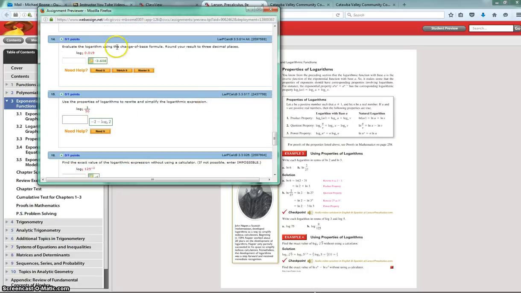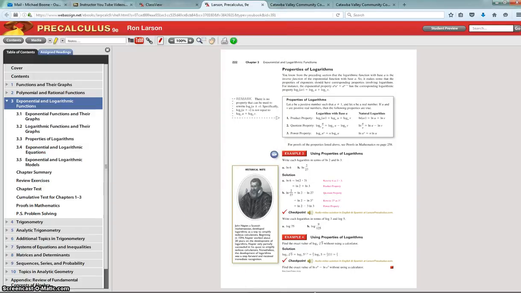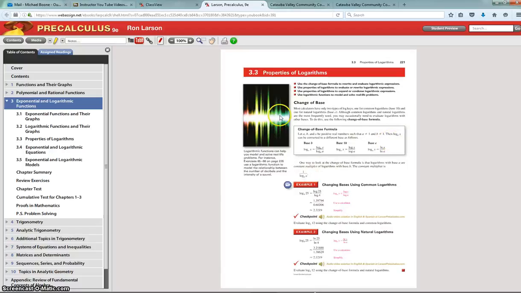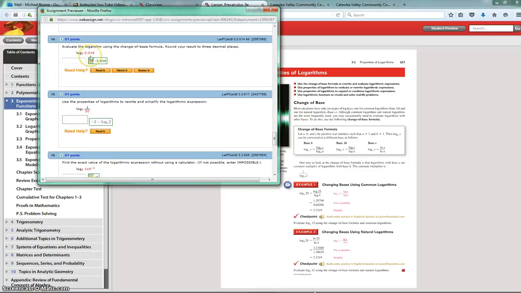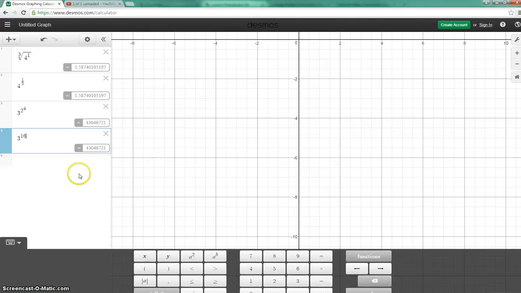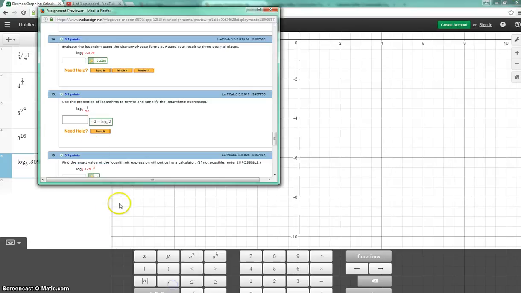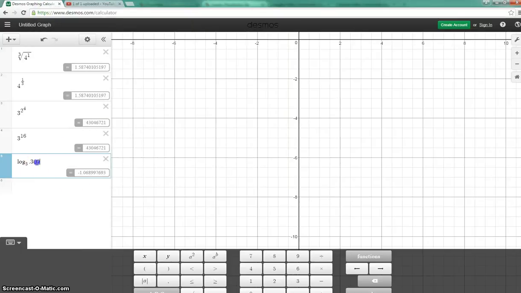And then evaluate the logarithm using the change of base formula. So there is a change of base formula that's talked about on page 221. But this is kind of an outdated thing. Most of the time, if you are figuring out something like log base 3 of 0.019, technology will do that now for you. Right, and so we can get these answers.